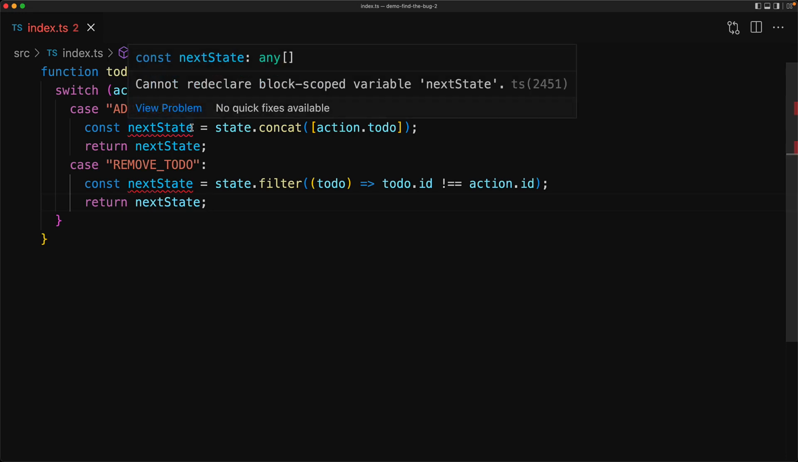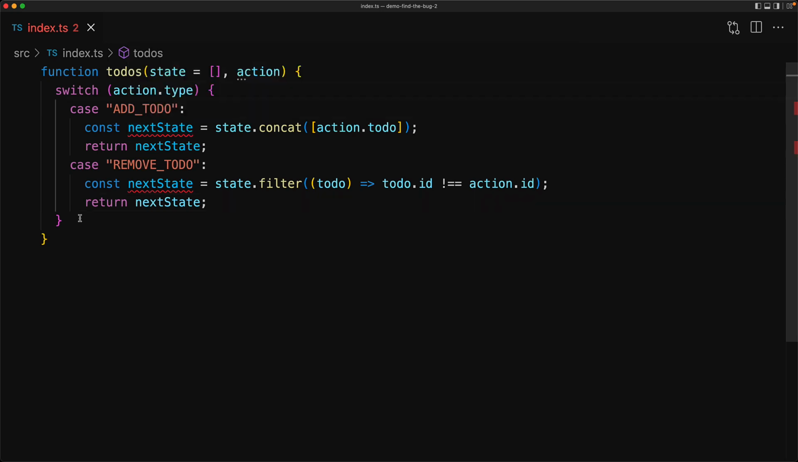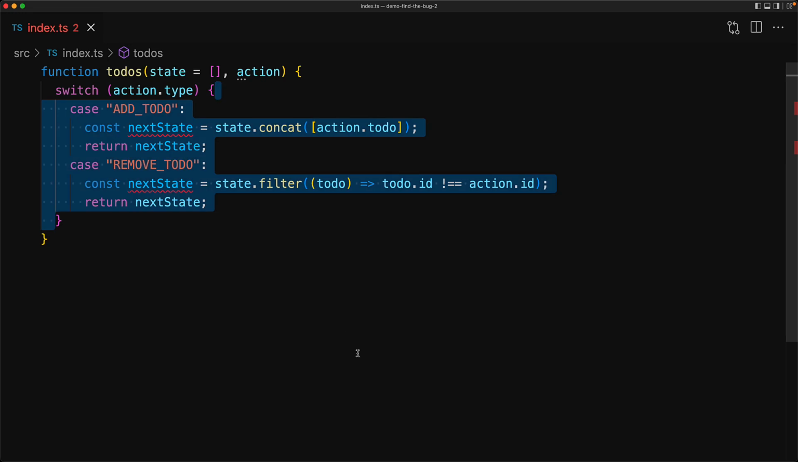And the error that we get is on both the next state variables, where the error message is "cannot redeclare the block-scoped variable nextState." That is because both of these variables are within the single block contained within the switch statement that is identified by these two purple parentheses.